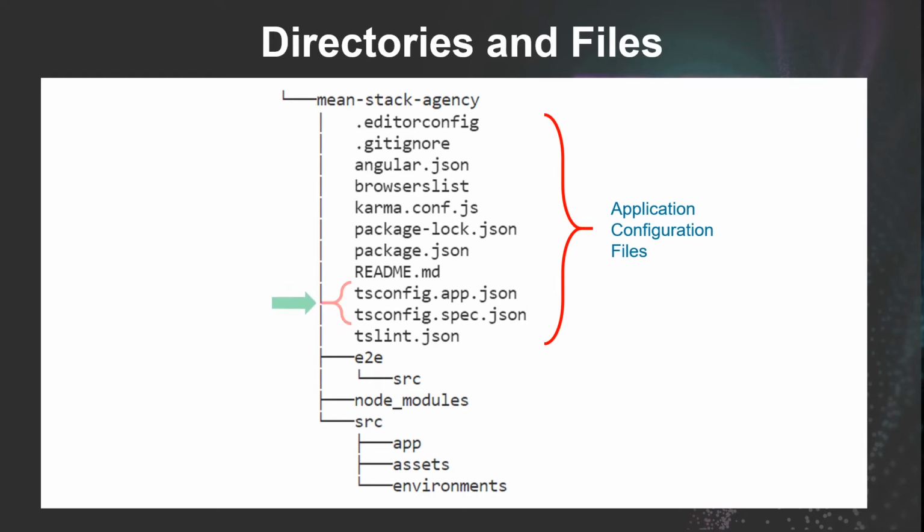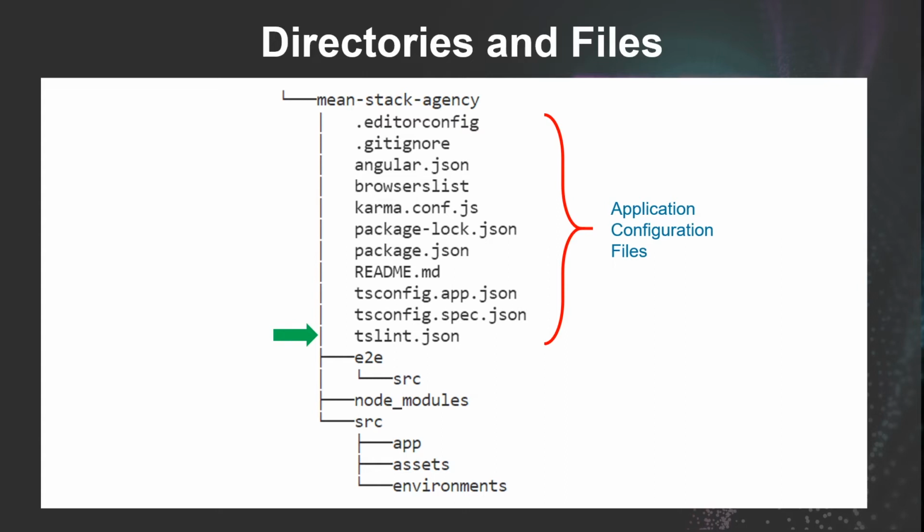The two tsconfig files are for TypeScript. The first one there is for configuring the compiler, because your Angular applications are written in TypeScript, so they need to be compiled to JavaScript. And then the spec file is, again, for unit testing. And lastly is this tslint here. This is linting only for managing your code, to make sure your code is nicely written, consistent, and so on. So those are the app config files.